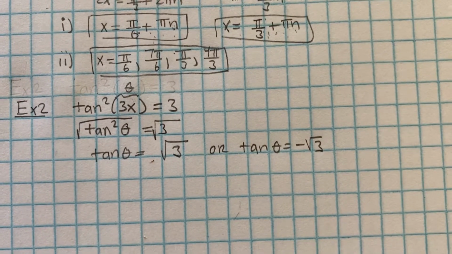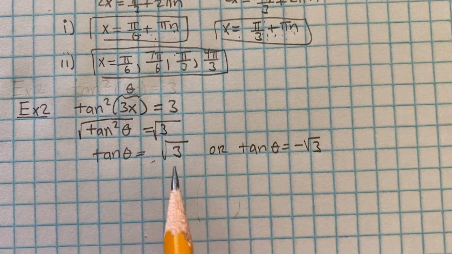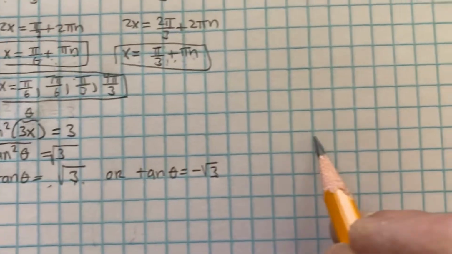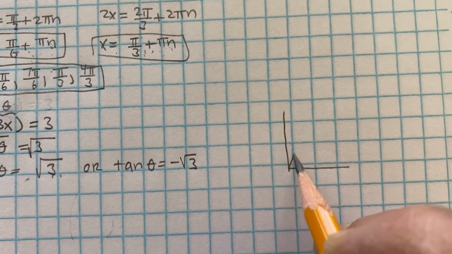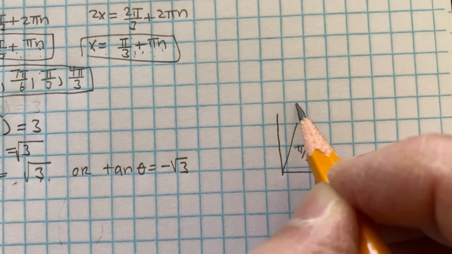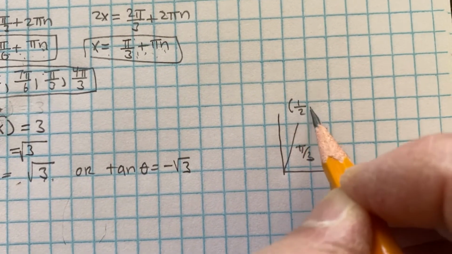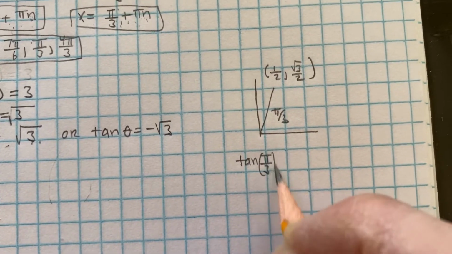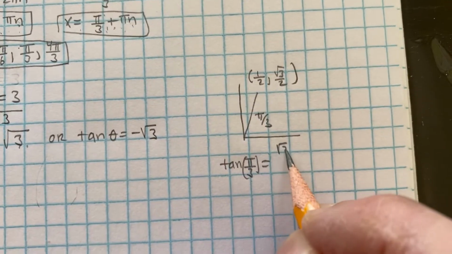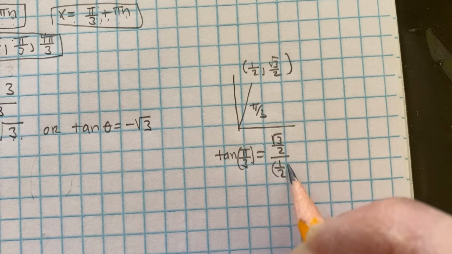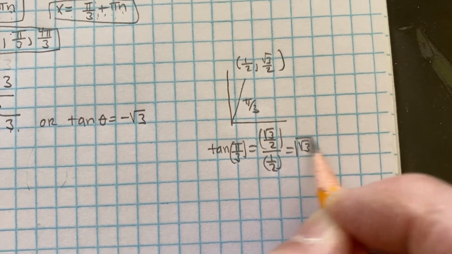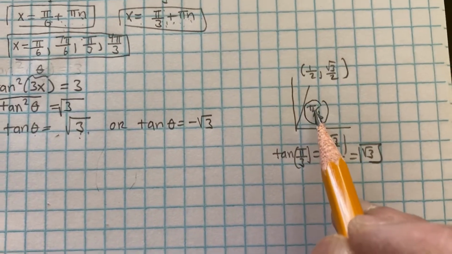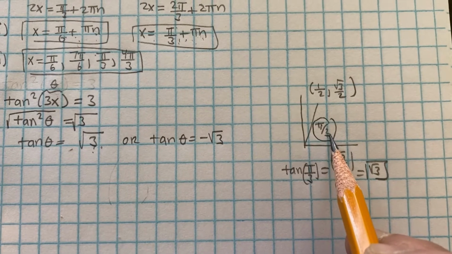Okay, so now I have to remember my unit circle. Where is the tangent of theta equal to positive root 3? Well, let's take a look over here on our unit circle. At pi over 3 radians, this value right here is 1/2 comma root 3 over 2. So if I take the tangent of pi over 3, the ratio of y over x, root 3 over 2 divided by 1/2, will just give me square root of 3. Okay, so tangent of theta, where is it root 3? It's any combination of pi over 3 in my unit circle.